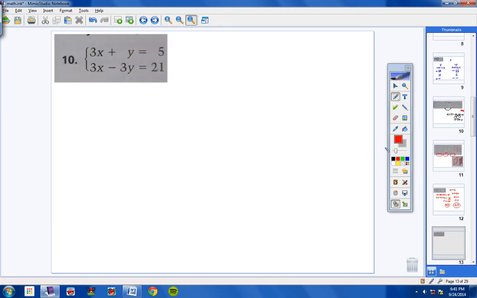Okay, we're going to use the graphing method here. And so let's quickly get our coordinate plane set up here. And I'm going to take my first equation, 3x plus y equals 5. You know what I'm going to do? I'm going to put a 0 in for x.